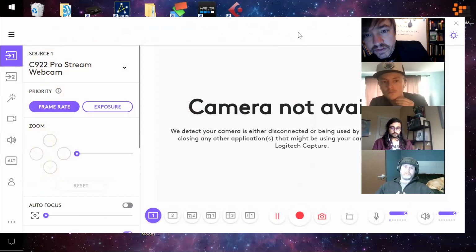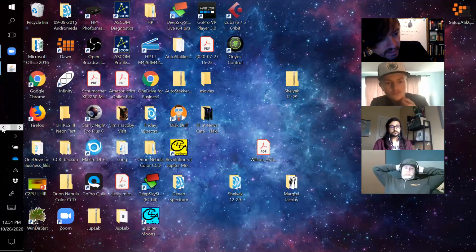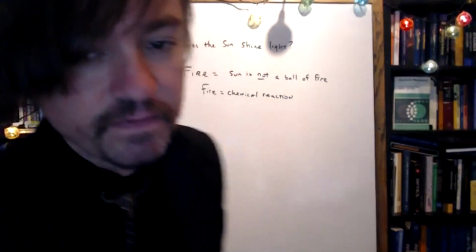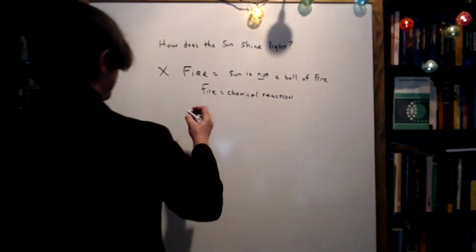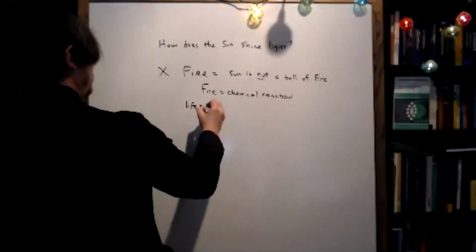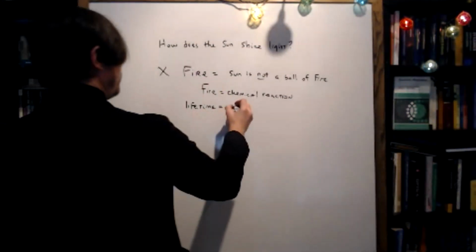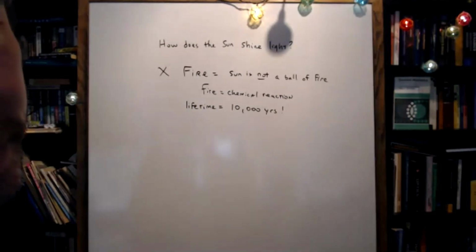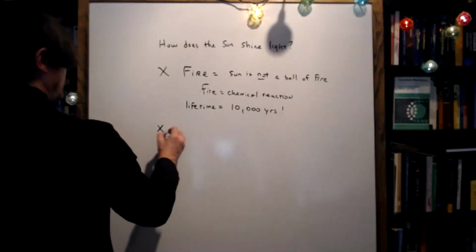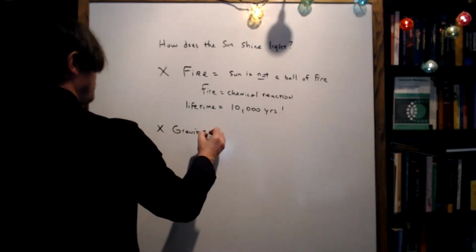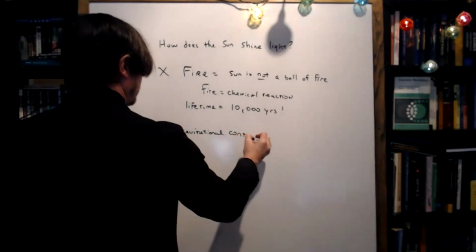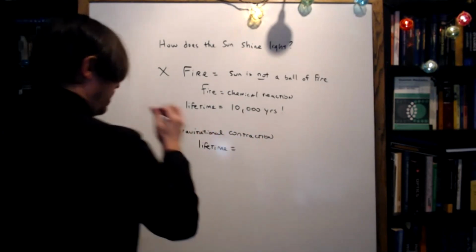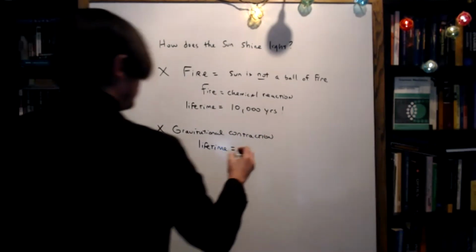Stars can shine due to gravitational contraction, but let's put some numbers on this. The sun could shine as a ball of fire for a total lifetime of maybe 10,000 years. That's going to be a homework problem. So the sun can't shine by being a ball of fire. Gravitational contraction can cause a star to shine for a lifetime of, I believe, 100 million years.